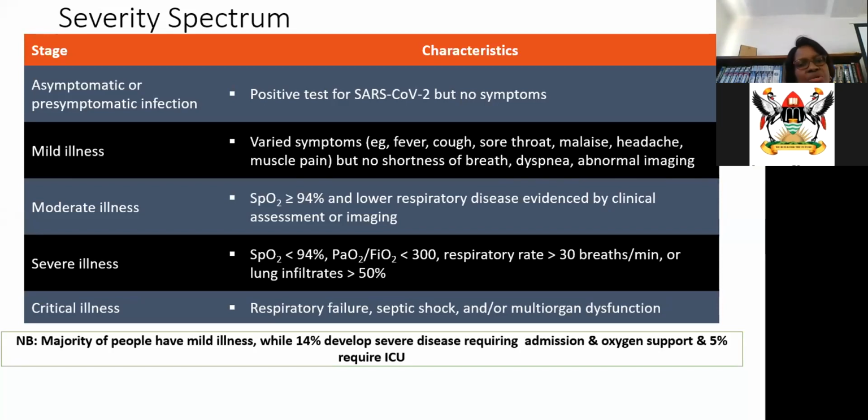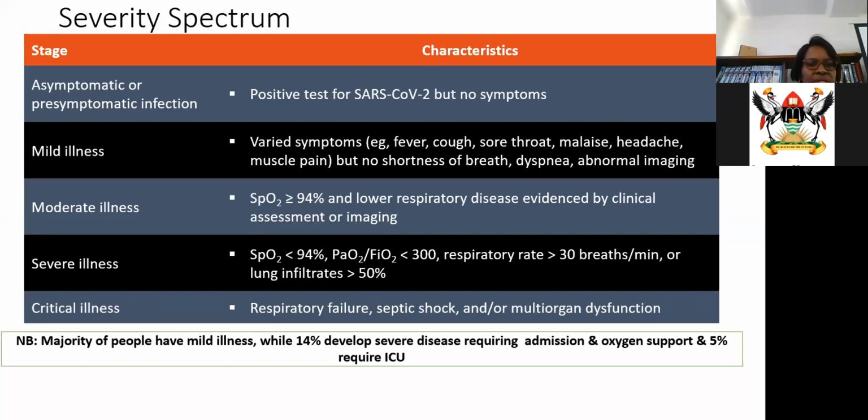Then patients with moderate disease are those whose oxygen saturation is above 94%, and they have a lower respiratory disease. So they have a moderate kind of pneumonia, as evidenced by the lower respiratory disease, evidenced by clinical assessment or imaging. But they have moderate illness, and currently these patients can also be managed at home with their oxygen saturation above 94%, as we shall see.